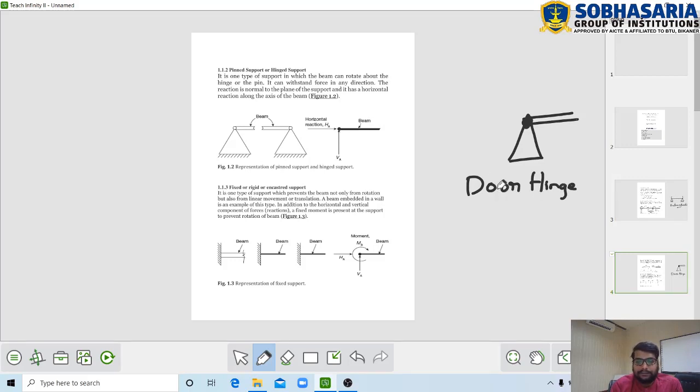So when you open a door, the door is connected by a hinge to the frame. When you push or try to open the door, you can see the door moves, which means there is no resistance towards movement, towards rotation in short. So you can see here there is no movement shown.